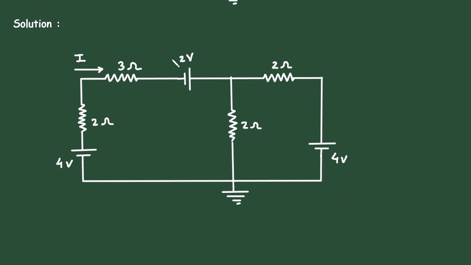First of all, here we can see this 2 volt and this 4 volt are connected in series. So we can add them. So this will be 4 plus 2, and 4 plus 2 is 6 volt. So this will be removed from here and this will be of 6 volt.